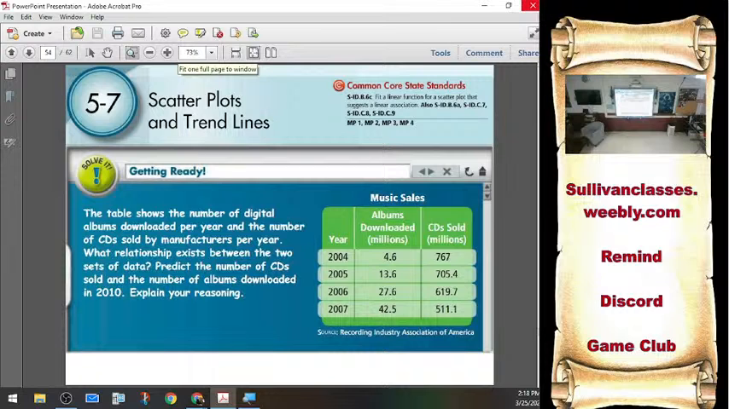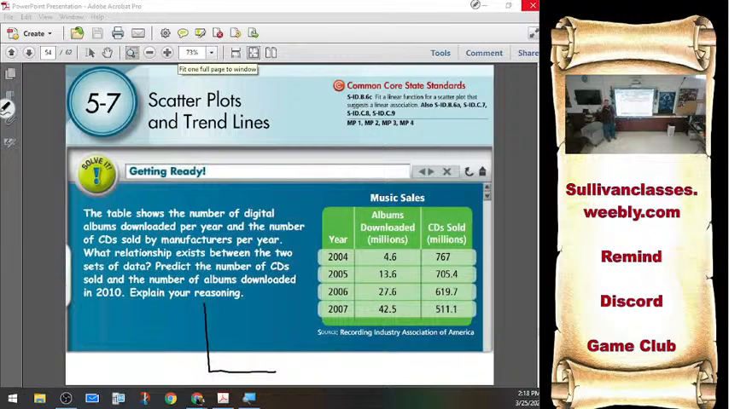Right? The table shows the number of digital albums downloaded per year versus the number of CDs. Clearly, the CDs should not be that much more than digital downloads. God, this is an old book. What relationship exists between the two sets of data? So, what if I just ballparked it? That's all I want you to do. I want you to make a ballpark graph.